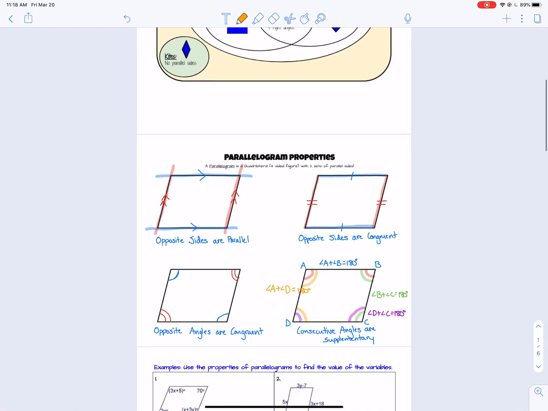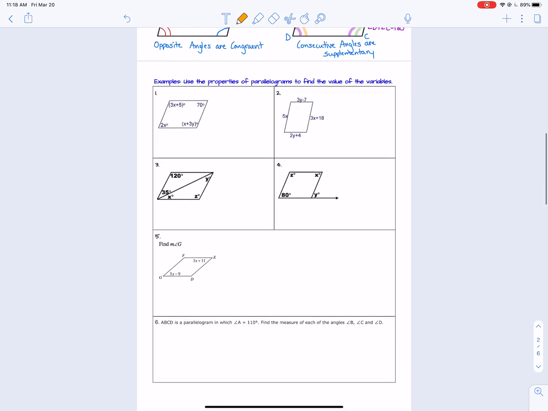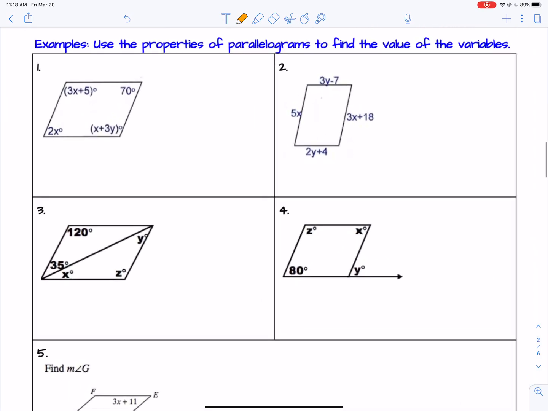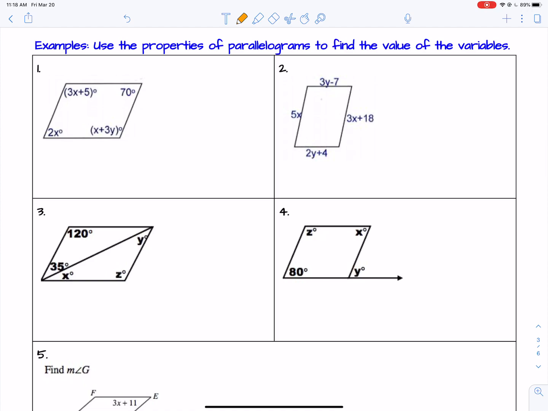All right, so you can pause this video if you feel like you're comfortable with those properties and try these examples on your own and then continue watching, or you can just continue watching and we'll go over them together.